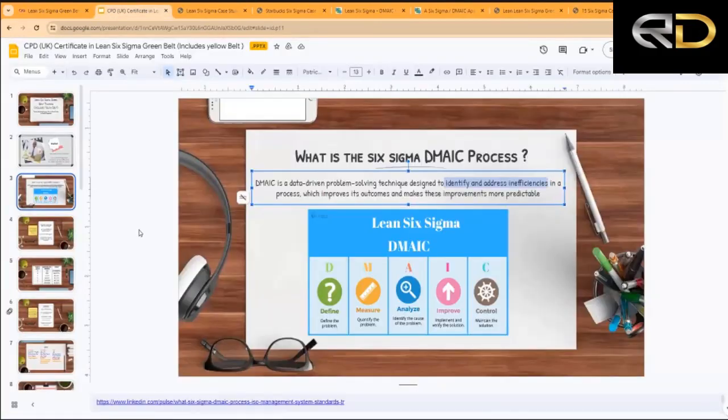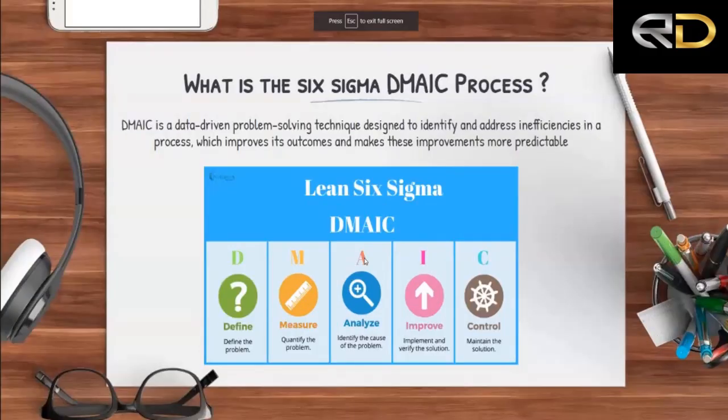It's very important for you to really understand what exactly I need Six Sigma for and why I need it. And today I'm going to show you how you can use it to identify and address inefficiencies in your product or service realization processes. With that being said, we now have to look at the methodology itself. Okay, how exactly can I identify and address inefficiencies in a process? How can I improve outcomes and make improvements predictable?